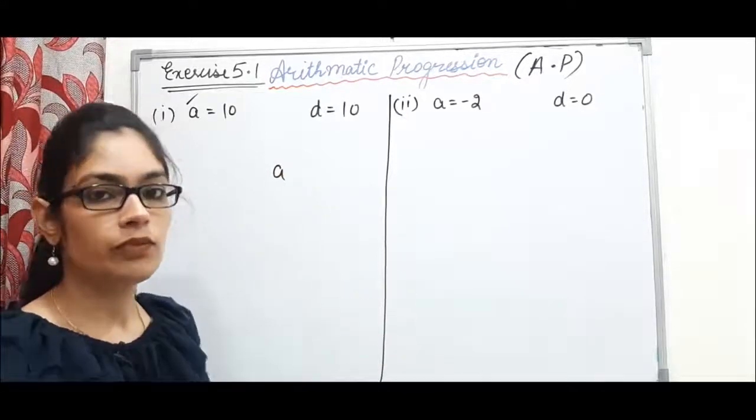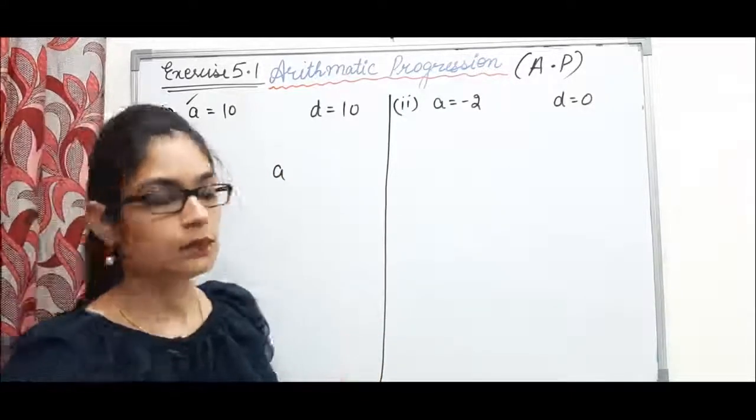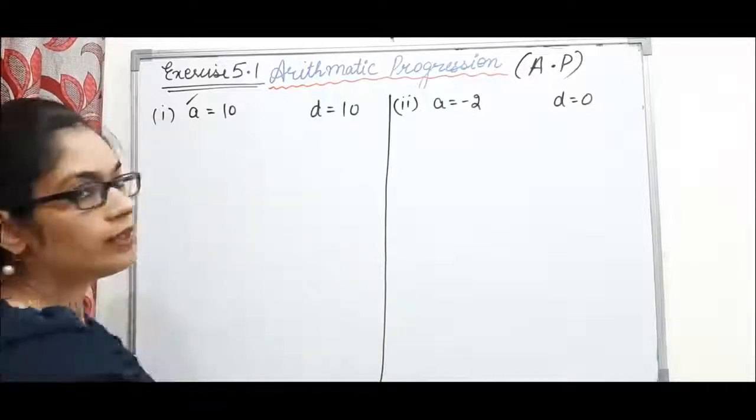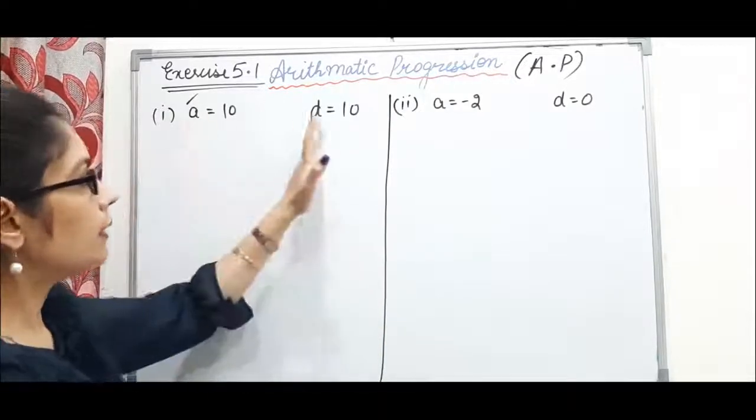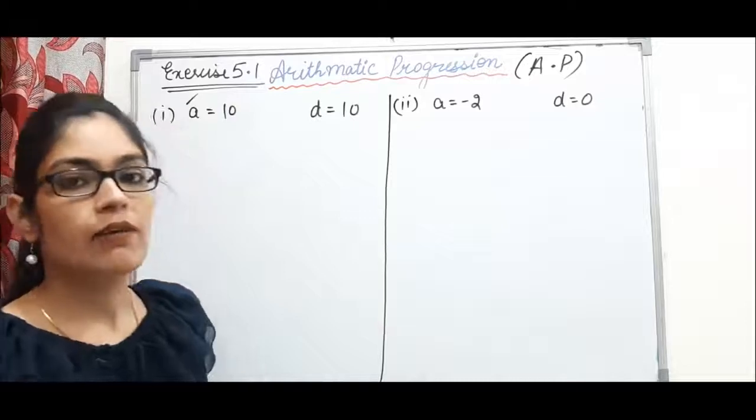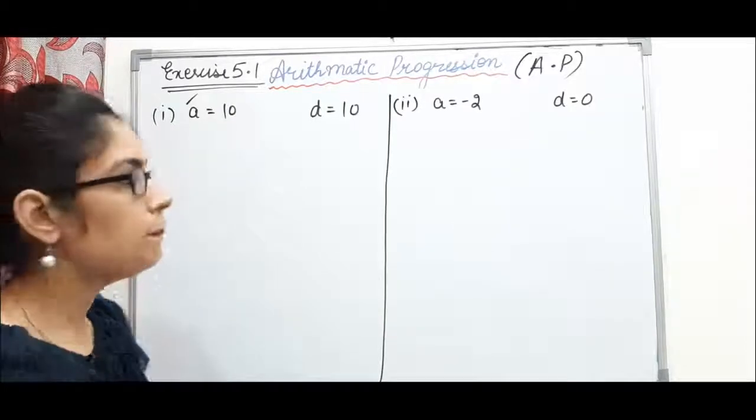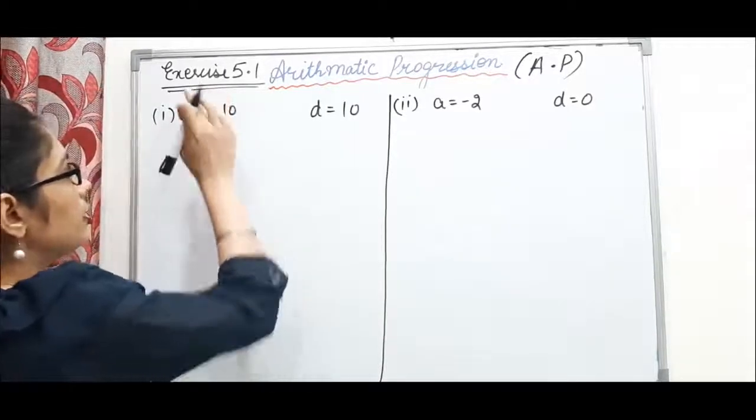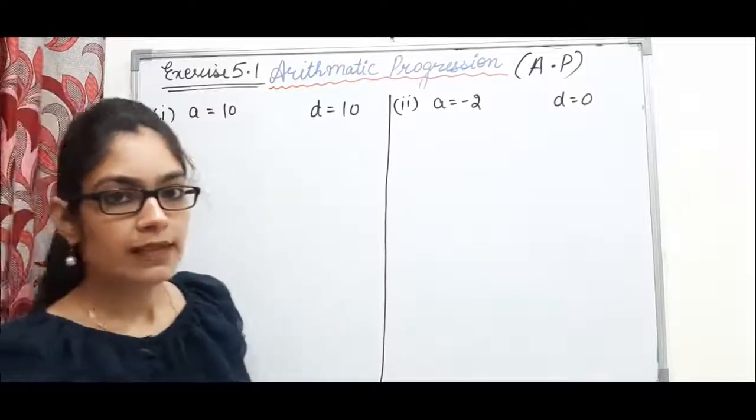Because we know the difference is the same for all the terms. So, that is why it is known as the common difference. So, a and d are given to us and we have to find the first four terms of the AP. So, how to find these terms now? One formula is there.